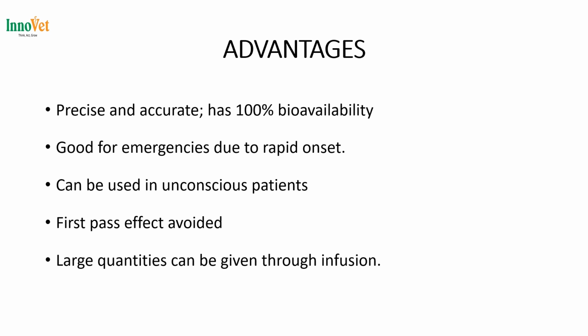The first pass effect is avoided because the drugs go directly into the blood. They are not passing via the GIT. Then large quantities can be given. This is specifically during the IV infusion, where we are giving at slow constant rates, but we can give a higher dose.